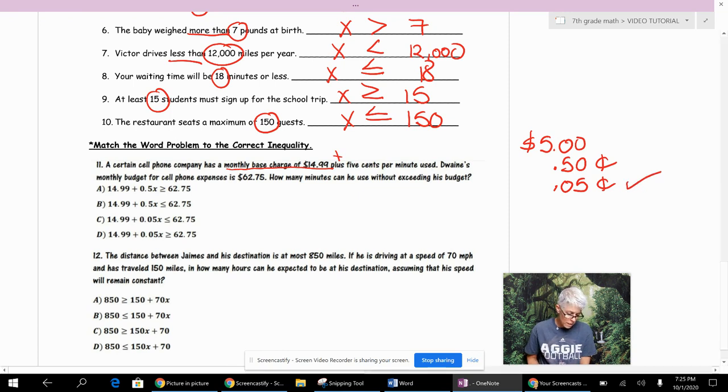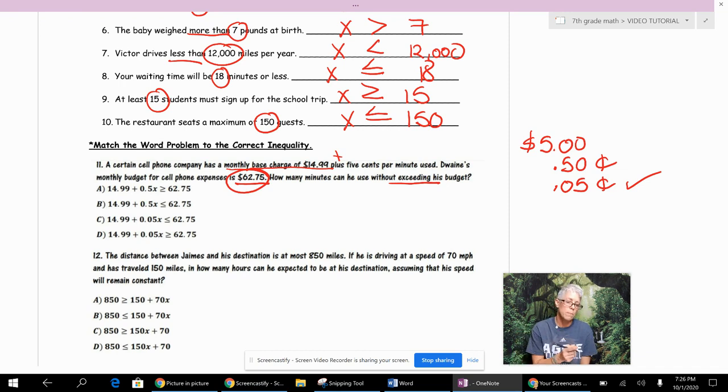Dwayne's monthly budget for cell phone expenses. There's your total. The total will always be alone on the other side of the equal sign, or in this case, an inequality. That would be like the number that we circled above. How many minutes can be used without exceeding his budget? So his budget is $62.75. Can he spend more than that? No, he can't.